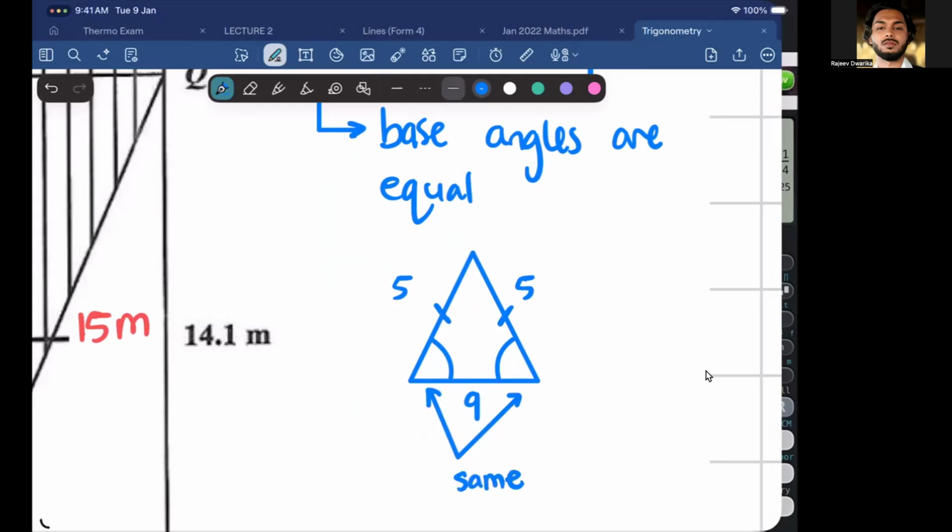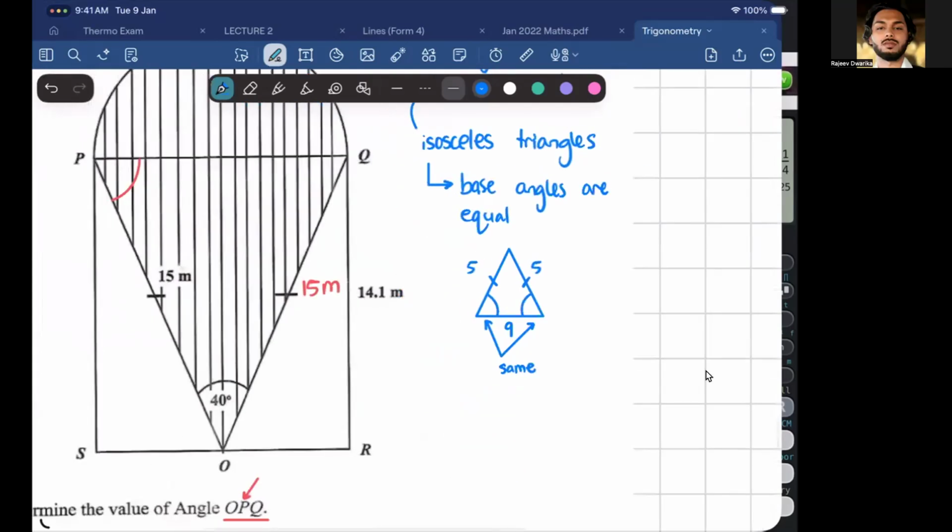And remind me, if I add up all the angles in a triangle, what am I supposed to get? 180 degrees. Exactly, 180 degrees.